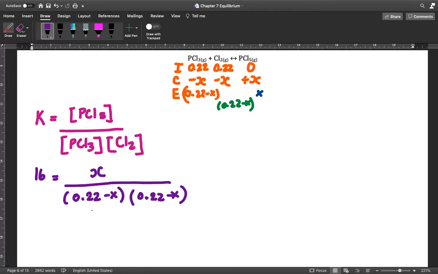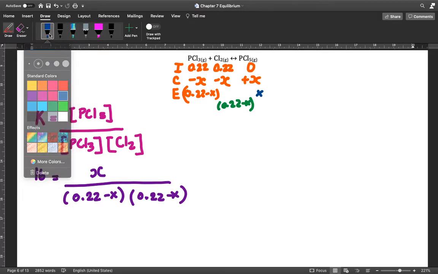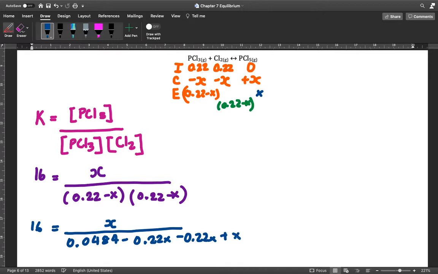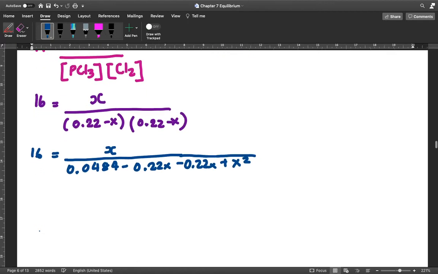All right, what I'm going to do is multiply these two brackets together. And in order for me to do that, if you remember from the last lesson, we have to do FOIL. And when I do that, I'm going to end up with 16 is equal to x divided by, and I'm going to multiply the first two together to give me 0.0484 minus 0.22x minus 0.22x plus x squared. So I've got this really long expression here. I'm going to try and simplify it.